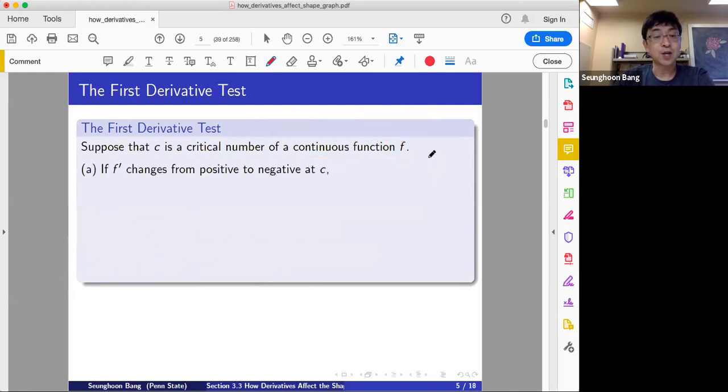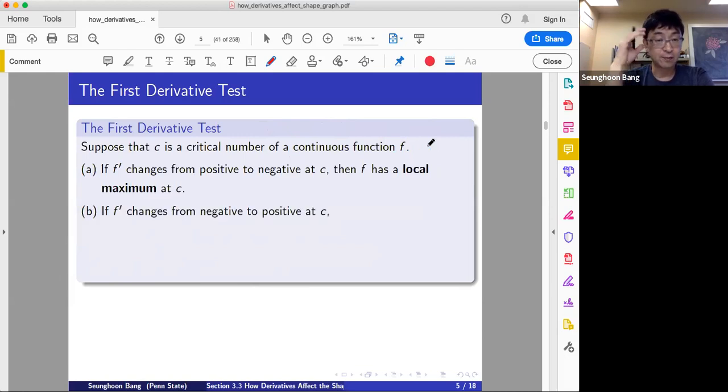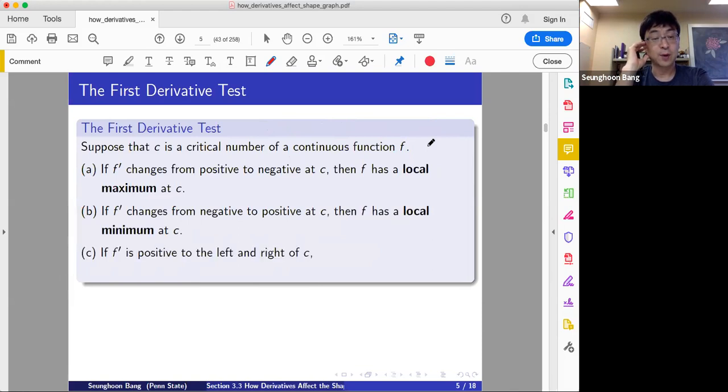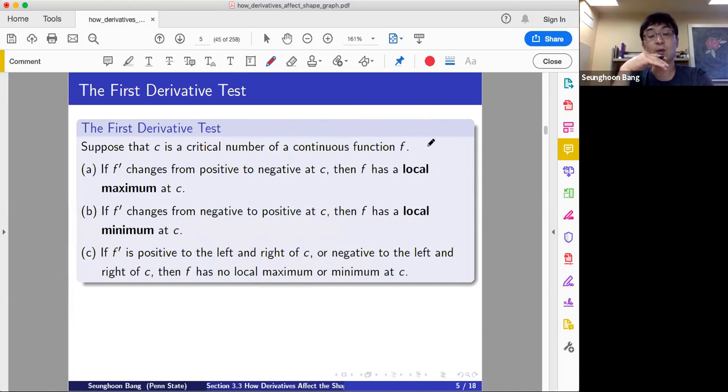If f prime changes from positive to negative at c, then f has a local maximum at c. If f prime changes from negative to positive at c, then f has a local minimum. If f prime is positive to the left and the right of c, the sign doesn't change, or negative to the left and the right of c, the sign doesn't change, then we don't have a local maximum, we don't have a local minimum.